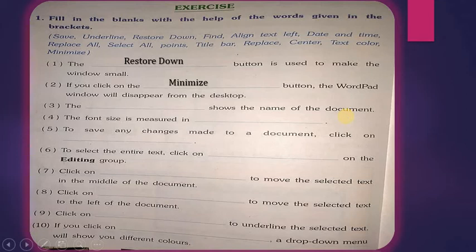Now see the third one, the dash shows the name of the document. So which tool, which bar, which menu shows the name of the document? It is title bar. Title means what? The name, the heading, right? So here the name of the document we call the heading, so it is title bar.